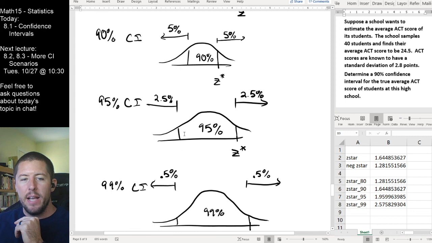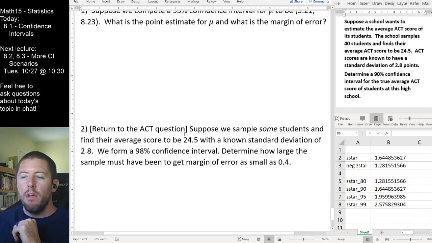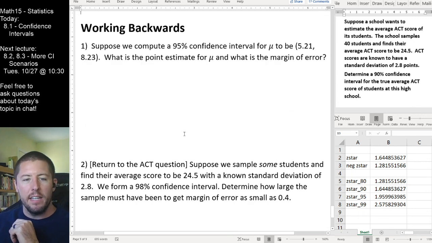So I'm going to go ahead and wrap it up for today. Tomorrow we've got confidence intervals when we don't know sigma, confidence intervals for proportions, and solving for some components of pre-existing confidence intervals. So sort of some working backward steps right here.